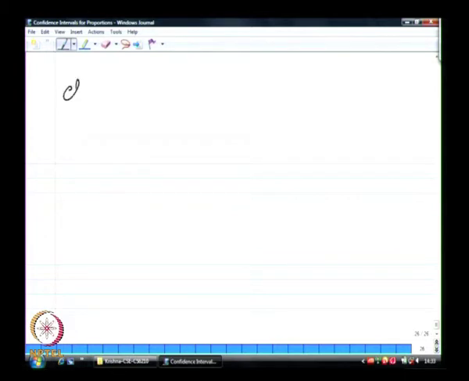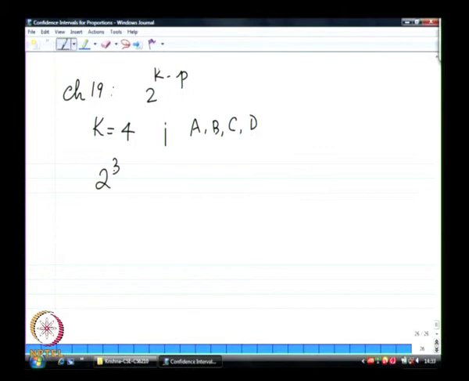So chapter 19 is what some of you asked about earlier: how do I get this 2 to the power k minus p, that fractional factorial design? Which means that I don't want to do 2 to the power k, that is too many, and I want to do something less than it. So how do I do that? Again, I'll just briefly mention in the first section what's going on here. So let's say k equals 4, there are four factors A, B, C and D, but I only want a 2 to the power 3 design.